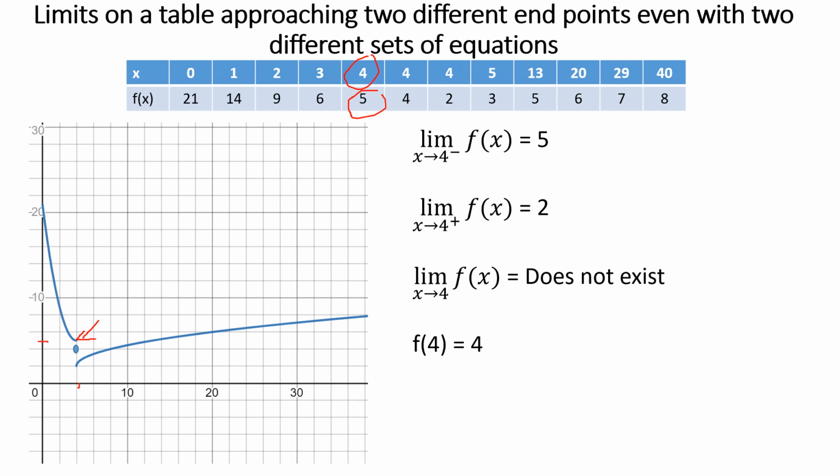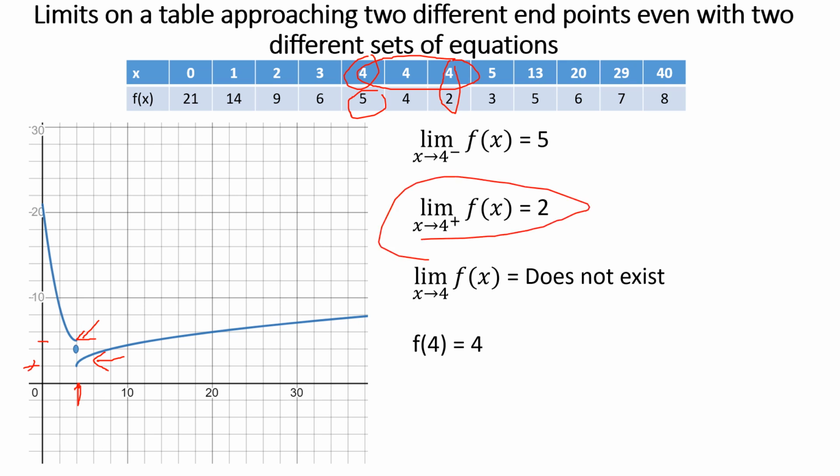From the right, as x approaches 4 from the right, I've got 3 4s up here. So one's on the left, one's on the right, and one is added. So as x approaches 4 from the right side, this is approaching 2.